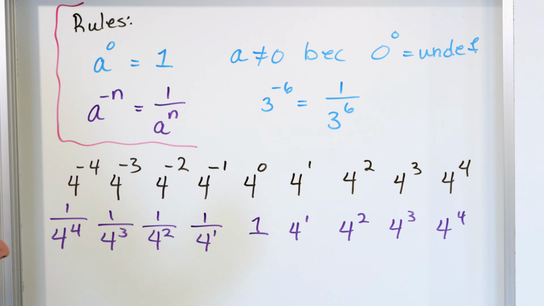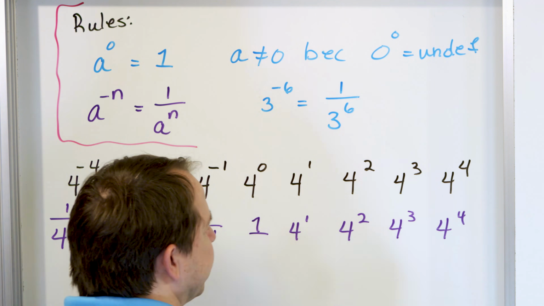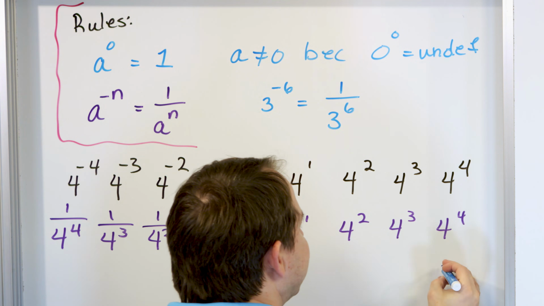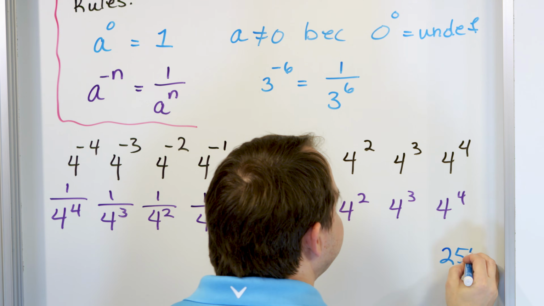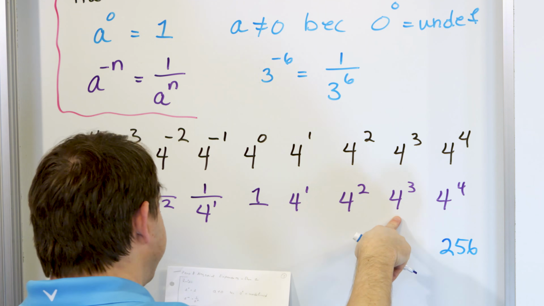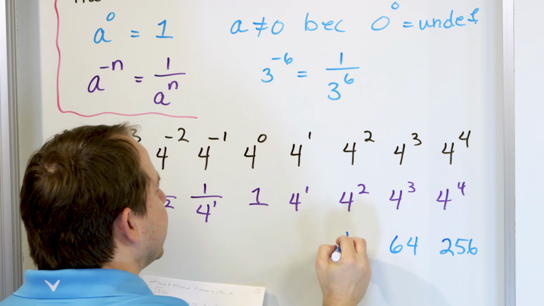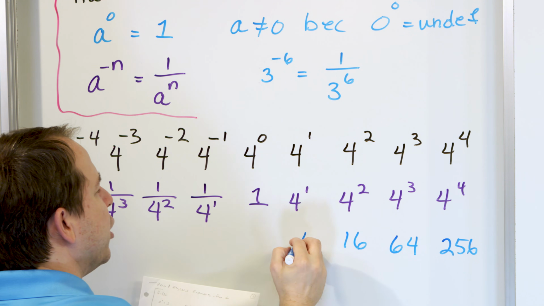Because, as you can see, let's start off on the right-hand side. What is 4 to the fourth power? That's 4 times 4 times 4 times 4, right? Which means this is going to be 256. You can verify that in a calculator. 4 times 4 times 4 is 4 to the third. That's 64. 4 squared, you all know, is 16. 4 to the first, you all know, is 4.